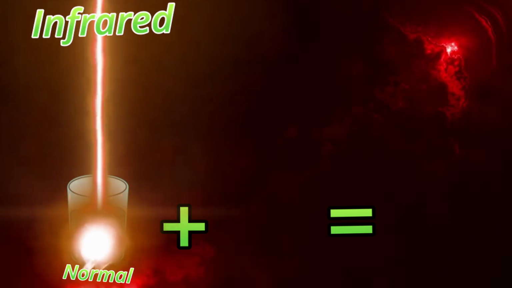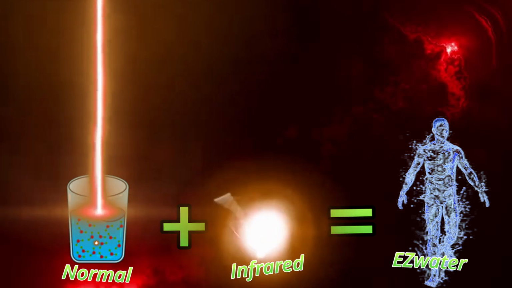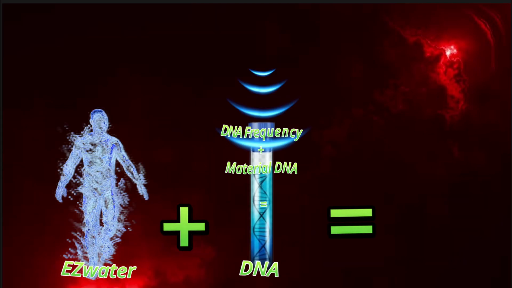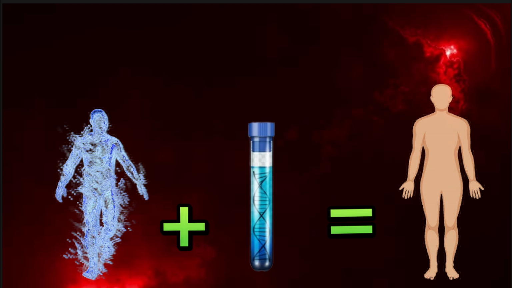So a quick recap, if we've got normal water and we add infrared, it then makes EZ water. So if we've got the EZ, then we add DNA frequency to the material DNA to make DNA, and we put these both together, then we get the human flesh body.